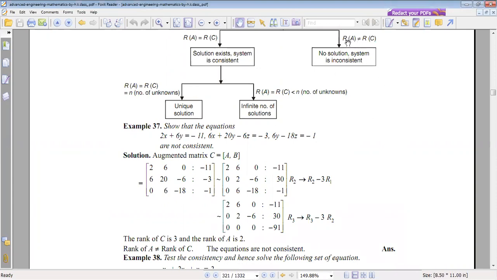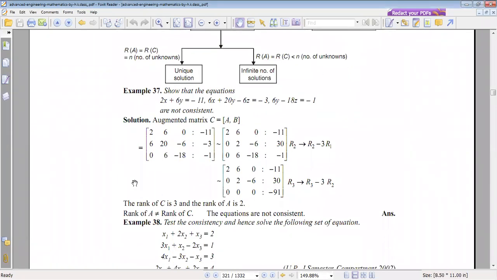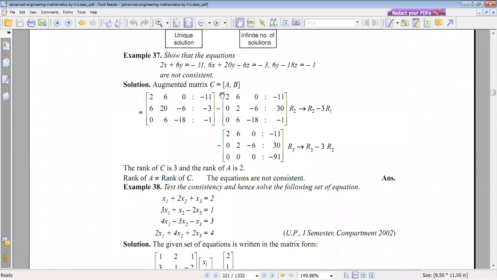So obviously, if rank of A is not equal to rank of C, then what happened? The system is inconsistent. That means it has no solution. So in this case, since rank of A is not equal to rank of C, that means the augmented matrix, that's why the system has no solution. Okay.